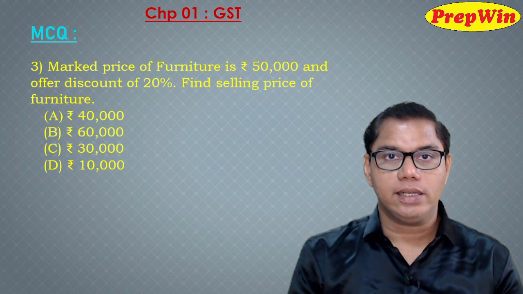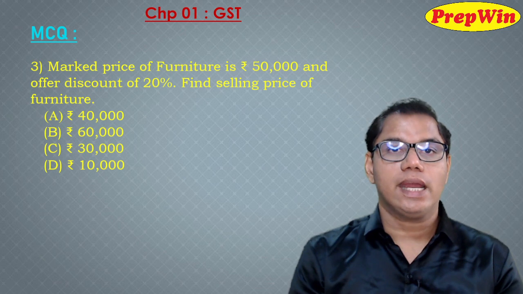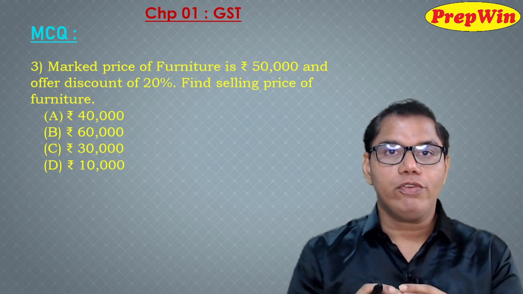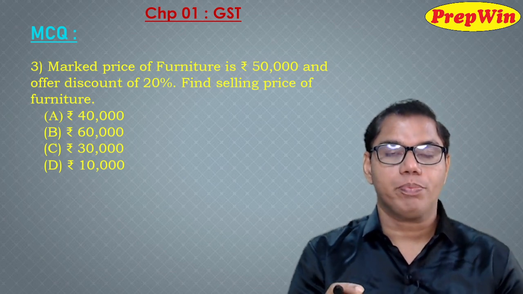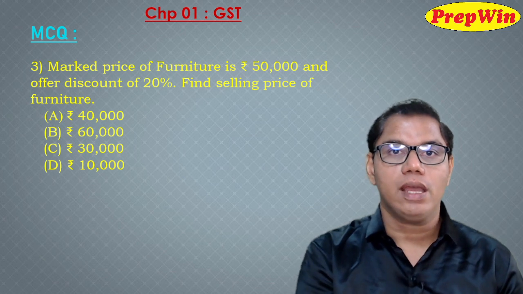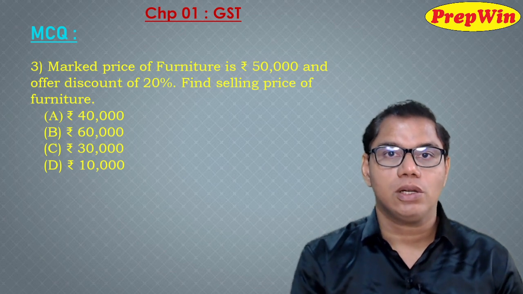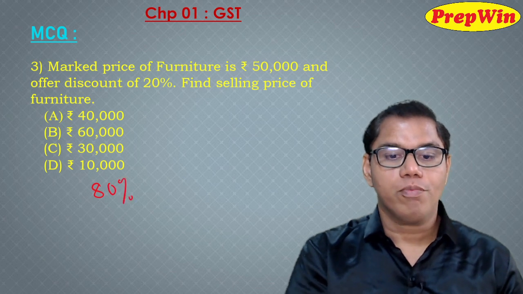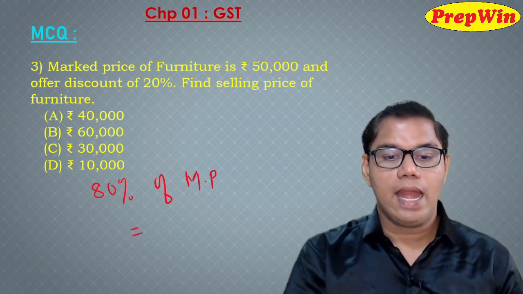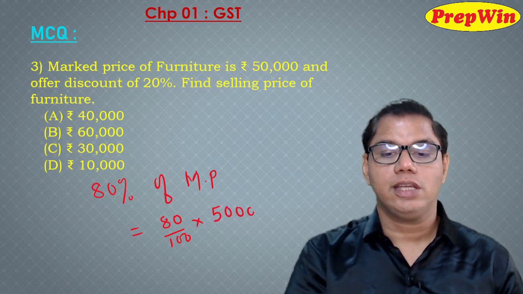Now here you have to understand that the customer is not paying 100% of the mark price because he is getting a 20% discount. So if you remove the 20% discount, the customer is not paying 100%, he is paying only 80% of the mark price. So we have to calculate 80% of the mark price. So see this calculation, 80% of mark price. Let me write MP, which stands for mark price. So 80% means 80 upon 100 multiplied by 50,000, which is the mark price.